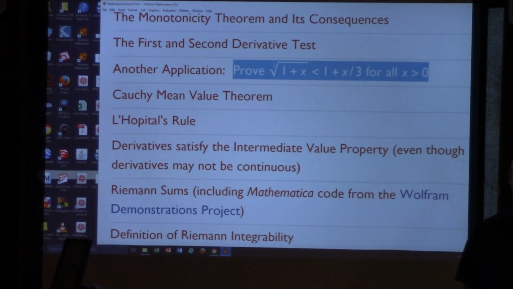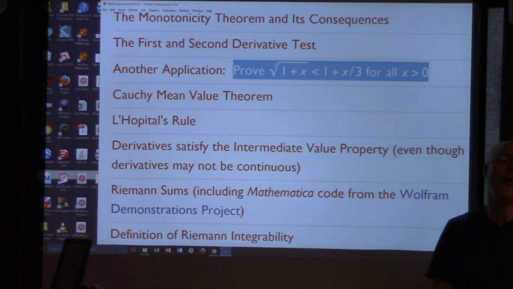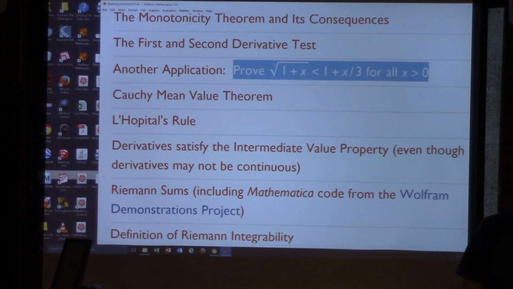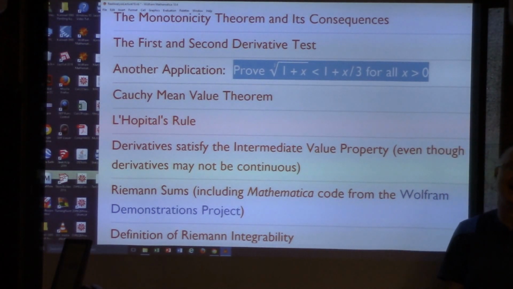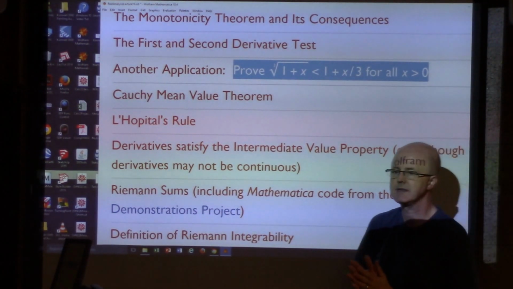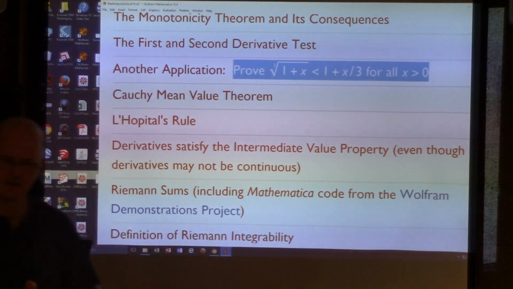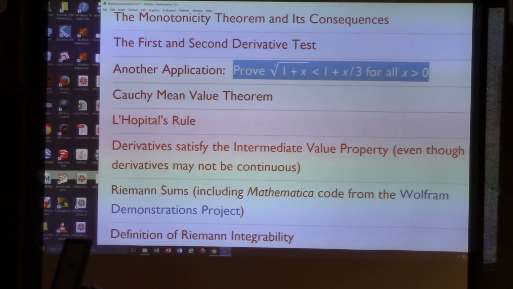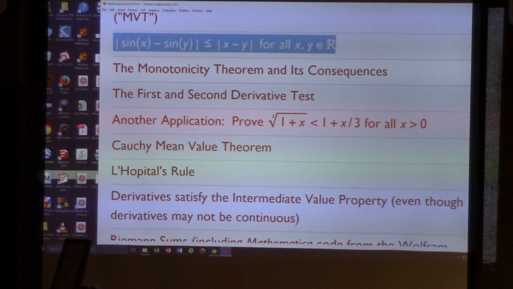You could also say the fourth root of 1 plus x is less than 1 plus x over 4 for all positive x. And the fifth root of 1 plus x is less than 1 plus x over 5 for all positive x. These are all true facts that can be proved with the mean value theorem. I have sometimes put proofs like these on old tests, and they could be on your test. We also proved that fact about the sine function, this fact, using the mean value theorem.